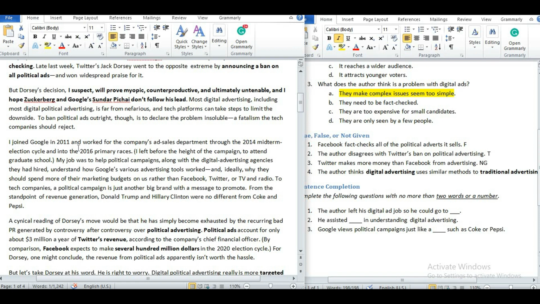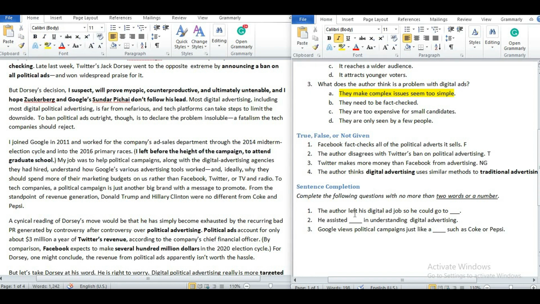Well, he was working for Google and he says here, I left, let's highlight that. I left before the height of the campaign to attend graduate school. So the author left his digital job so he could go to graduate school, right? So he could go to graduate school. So we've got 2 words there. Why do we not say attend graduate school? Well, firstly, attend means the same as go to. Secondly, we cannot put those together. We can't say go to attend graduate school. That doesn't grammatically make sense. And of course, we can only use 2 words.